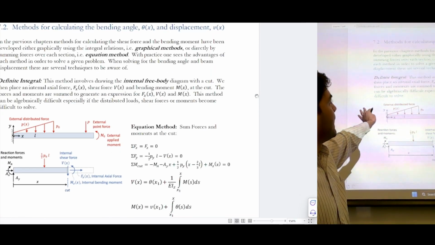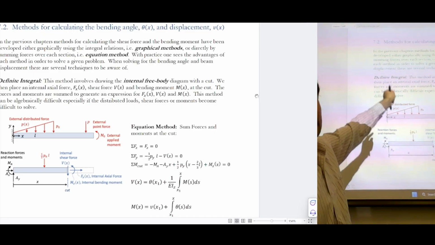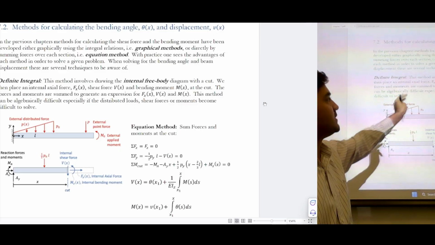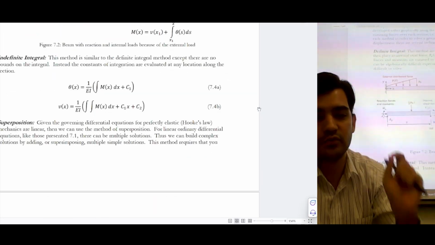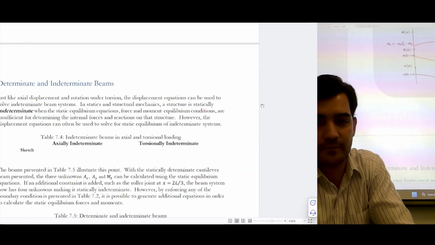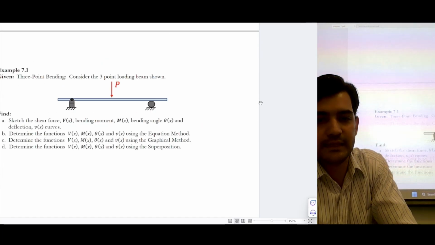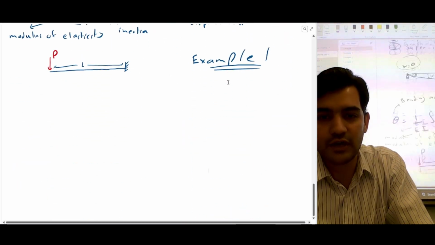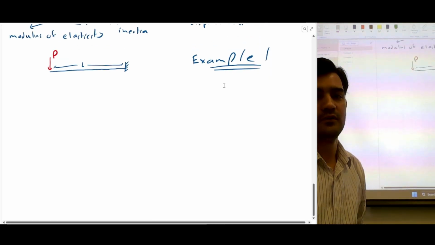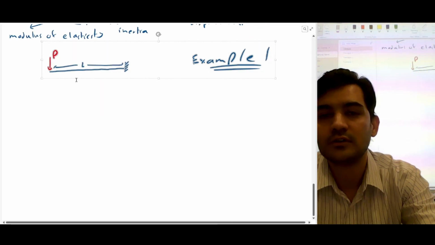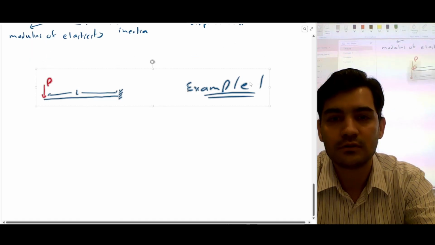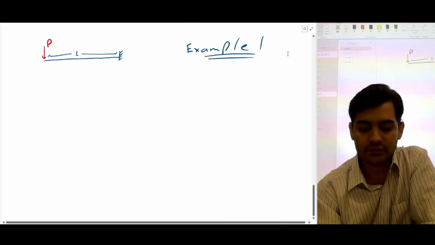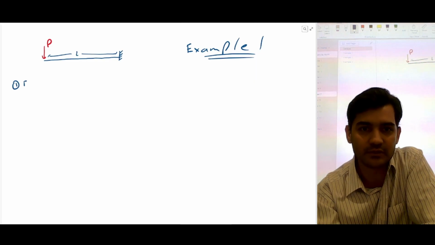And then this talks about three methods: the equation method, the graphical method, and the superimposition method. We'll use the equation method to solve today. That's what is written in the workbook. So we can try to solve this example, and we'll use the first method, which is the equation method.